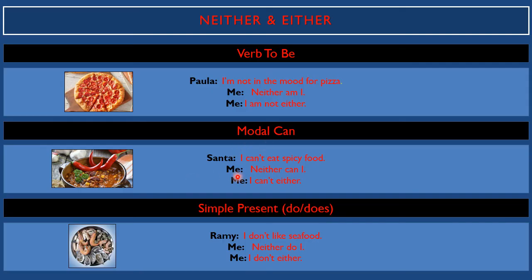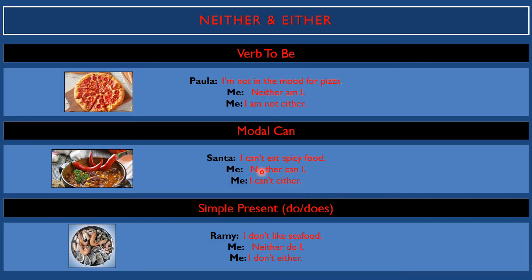For the second one, we have the modal can. Santa says, I can't eat spicy food. If the same happens to me, I say, neither can I. Or, I can't either. In this case, again, we use neither at the beginning and either at the end.